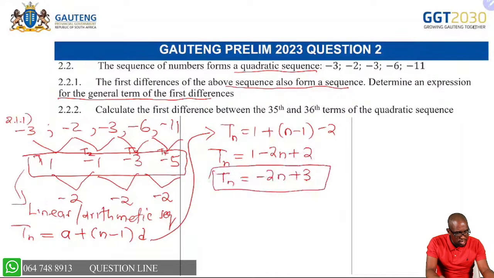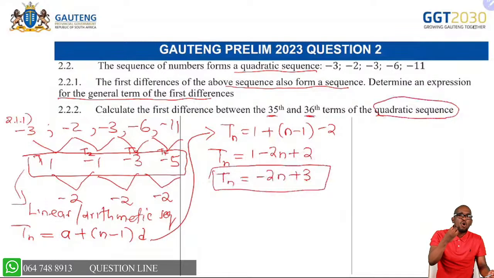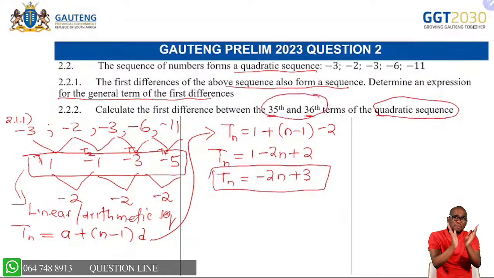Now the next question asks, calculate the first difference between the 35th and the 36th term of the quadratic sequence. It's very, very important that you know, or they tell you, which sequence they are referring to. In this case, they are referring to the original quadratic pattern, and they are talking about the 35th to 36th term. We want to know the first differences.